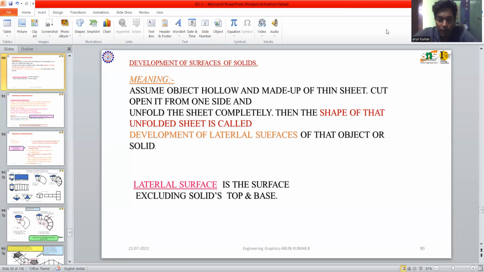or solid. So what is the lateral surface? The lateral surface is the surface excluding the solid's top and base.